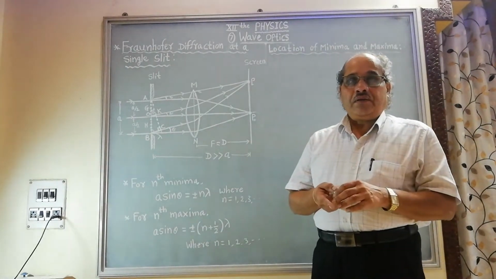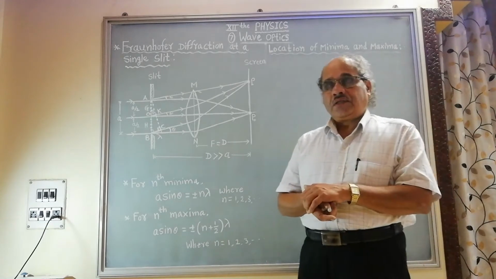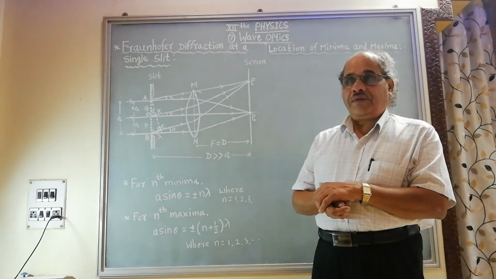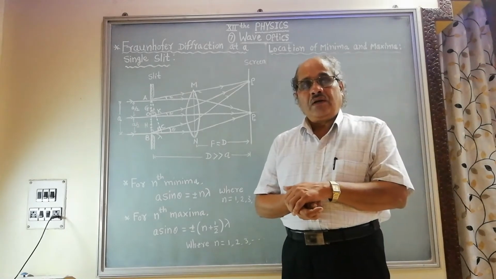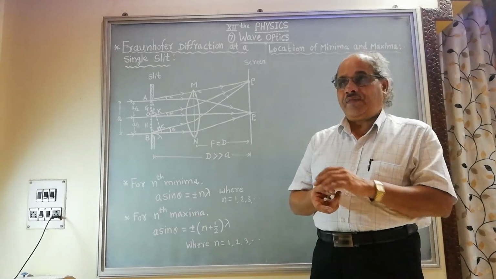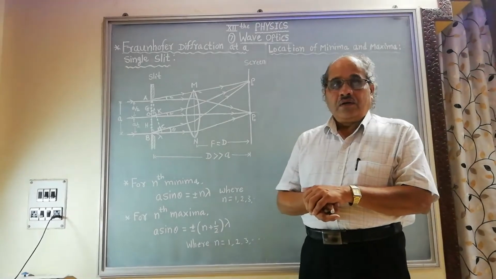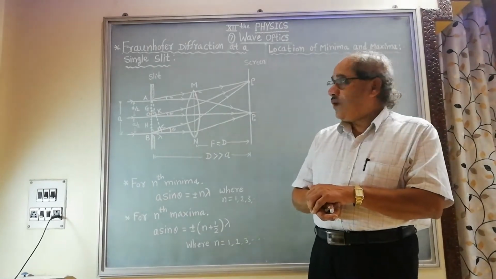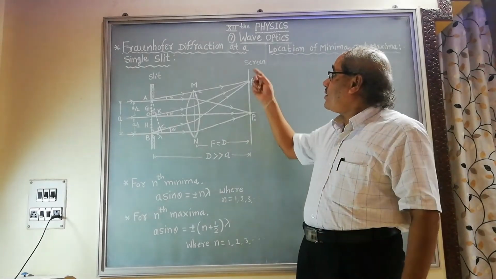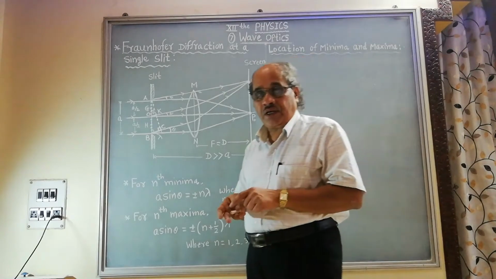Then we studied two types of diffraction. The first one, Fraunhofer diffraction, and second one, Fresnel's diffraction. Today we are going to talk about the Fraunhofer's diffraction at a single slit.